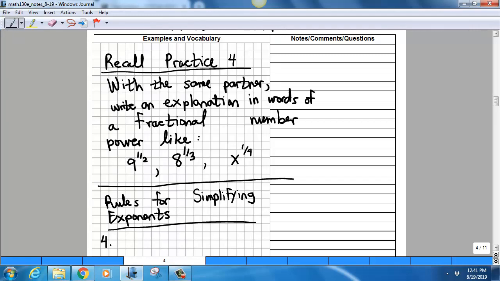What about a fractional power? It is possible to raise quantities to fractional powers, right? What could that possibly mean? So 9 to the 1/2 power, or 8 to the 1/3 power, or x to the 1/4 power, what in the world could that possibly indicate? You want to remember especially the 1/2, because that's the one that occurs most often. What does it mean to raise a quantity to the 1/2 power? See if you can recall that.